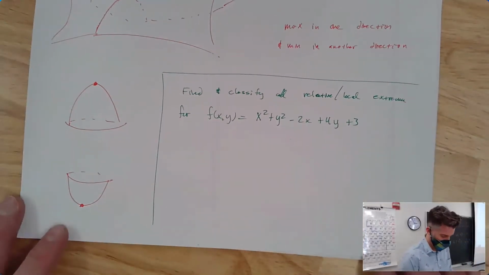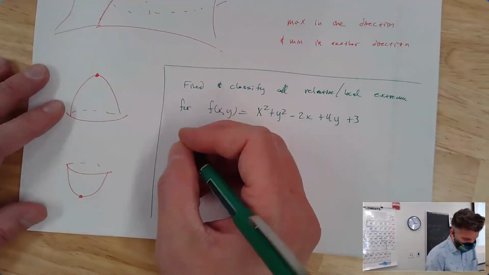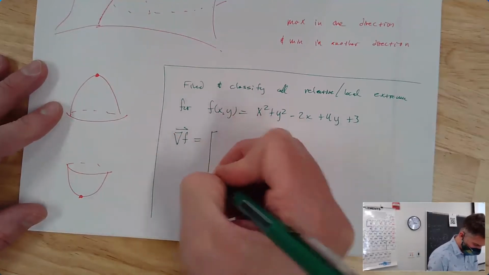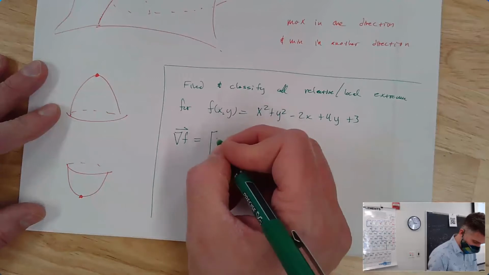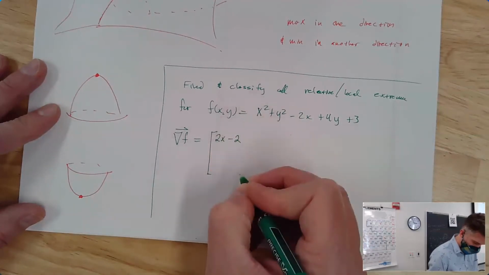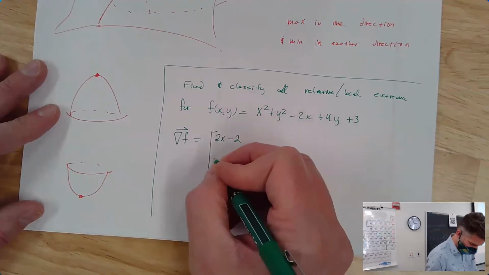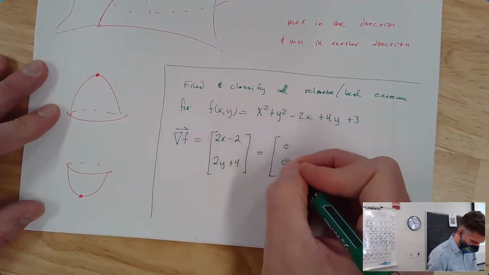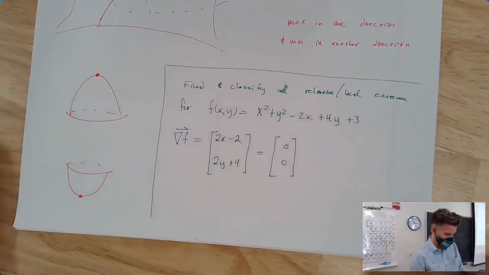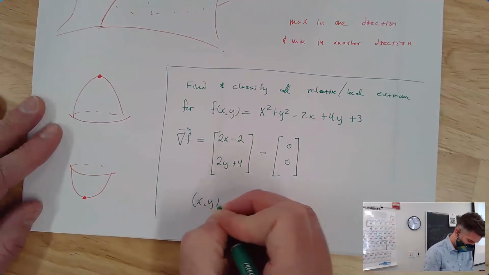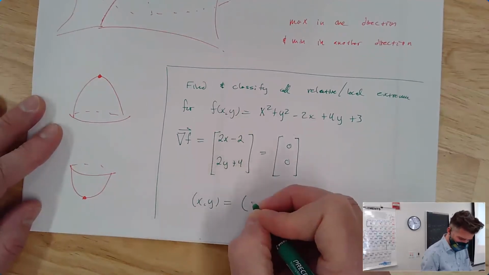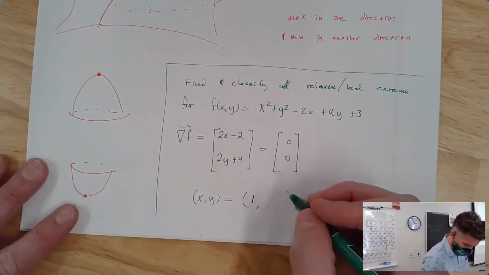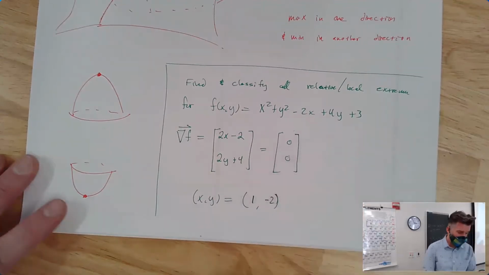So let's find our critical points. I'm really just going to find where the gradient is 0. The gradient is, let's see, the partial with respect to x is 2x minus 2. The partial with respect to y is 2y plus 4. And if I set that equal to 0, 0, what's the only coordinate I get? Well, x has to be 1, and what does y have to be? Yeah. So there's our only critical point.